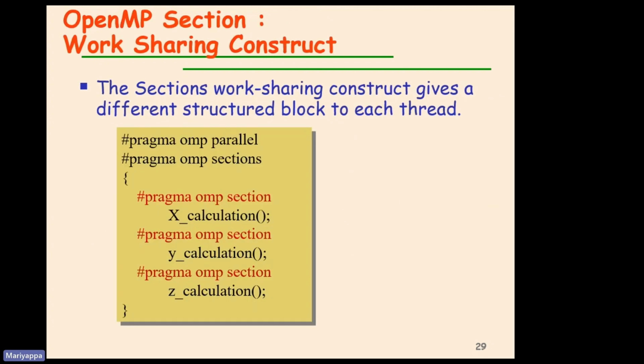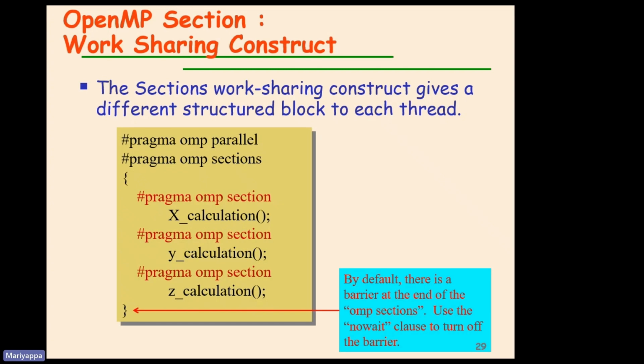Alright? This is task decomposition. I talk about omp parallel and then omp sections. I talk about different computations. Now, if I have 3 threads, each one of these threads will execute one of them in parallel. And again, at the end, I will have synchronization, barrier synchronization. Right? By default, there is a synchronization. So I could do domain decomposition, I could do task decomposition.